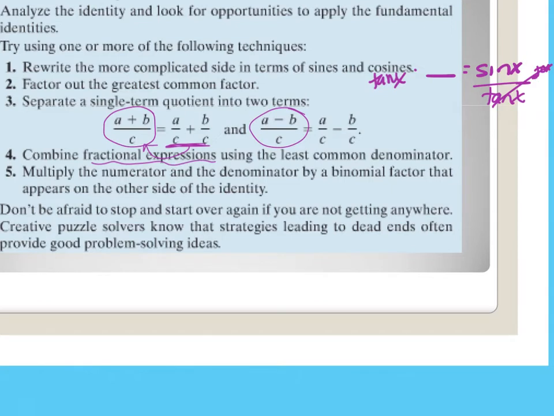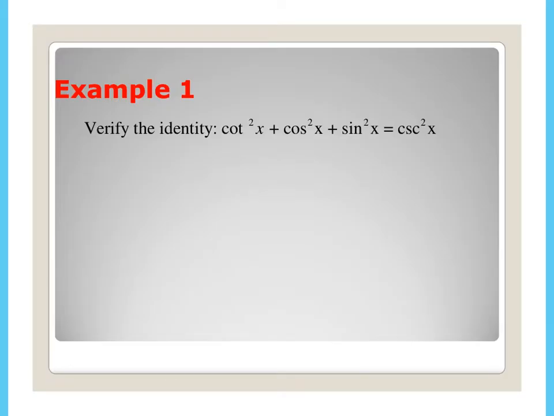Here's the biggest thing. 1, don't allow yourself to get frustrated. Sometimes you're going to have to stop and start it all over again. Sometimes you went in a direction that makes sense by the rules of the fundamental identities, but it is not right, and you have to start all over again, okay? It's bound to happen at least once. So it's like it says, creative puzzle solvers, no strategies leading to dead ends, often provide good problem-solving ideas. These are kind of like puzzles. You know what it's supposed to look like at the end. You just got to get there. It's like a geometry proof, okay? Sometimes it's not in the process, and sometimes you got to start and stop over.